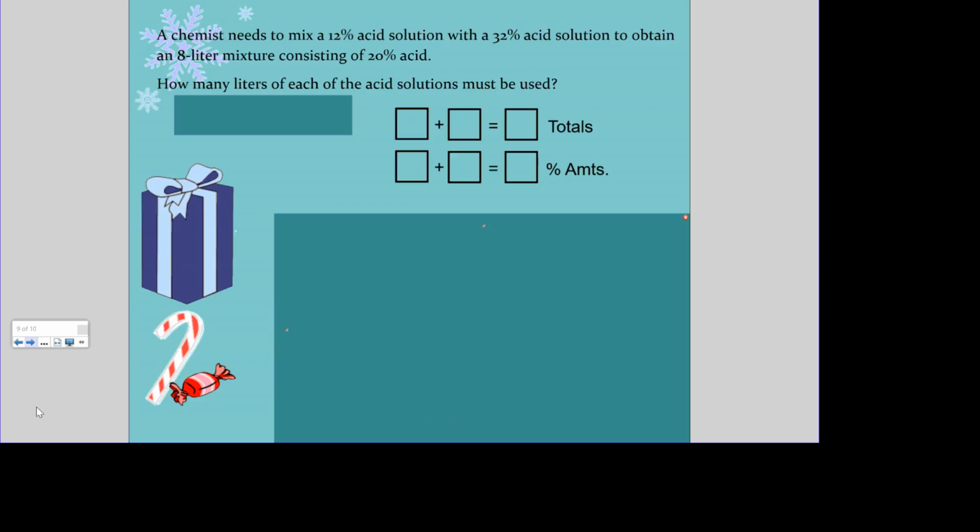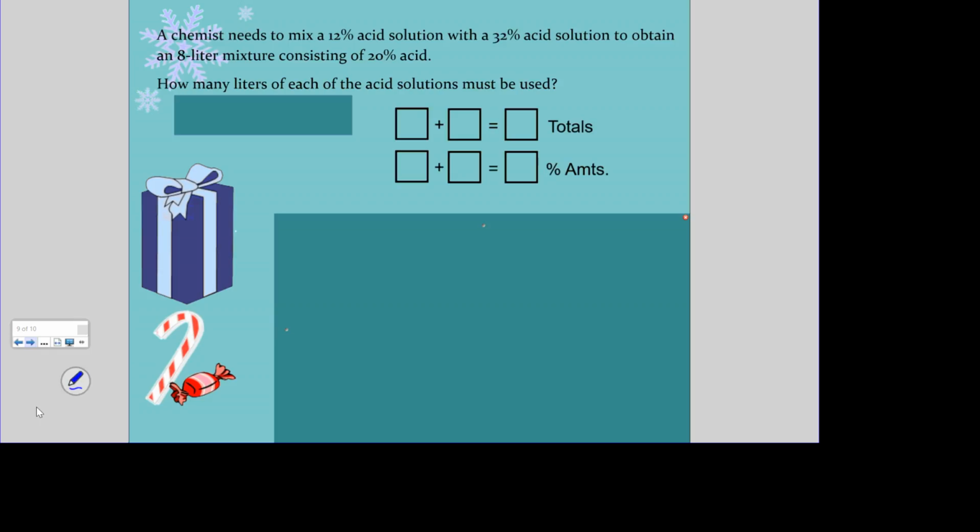One last chemical mixture problem because these are usually the toughest ones. So we'll do this one together as well. A chemist needs to mix a 12% acid solution with a 32% acid solution to obtain an 8-liter mixture consisting of 20% acid. Notice we are given 3 percentage amounts, so that's telling us we're probably going to have to calculate a percentage total. But we're being asked how many liters of each of the acid solutions must be used.